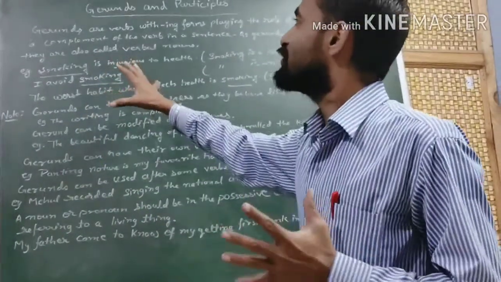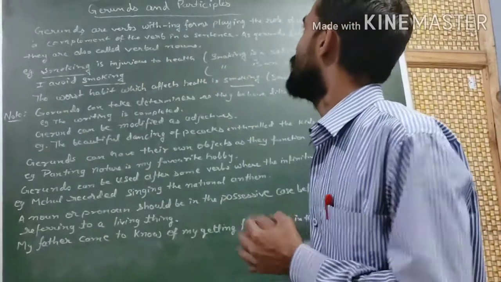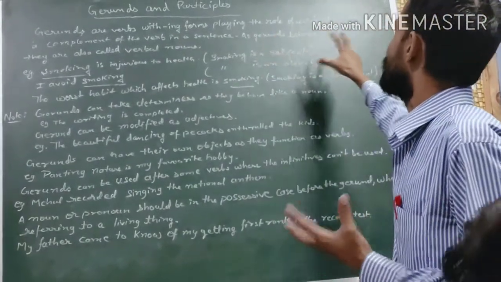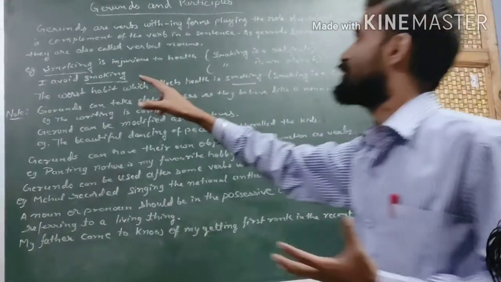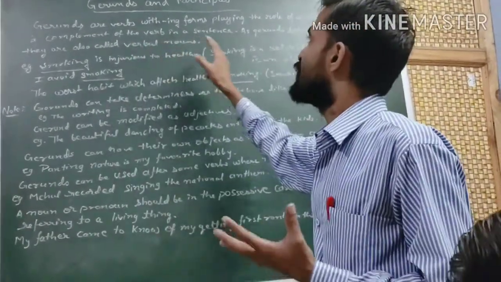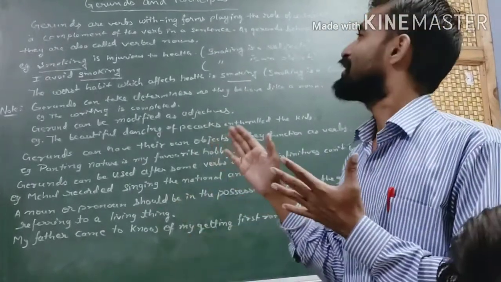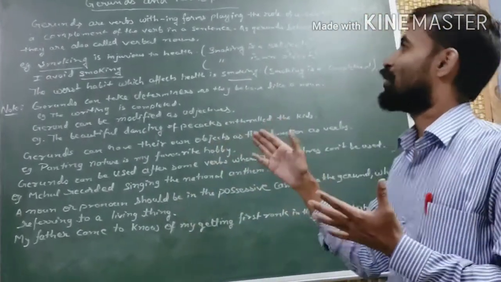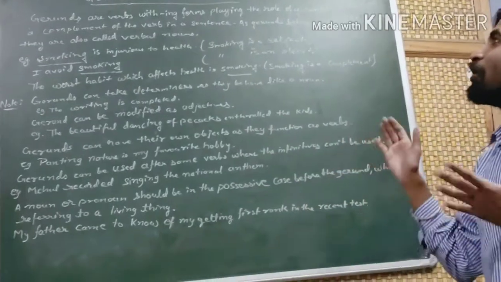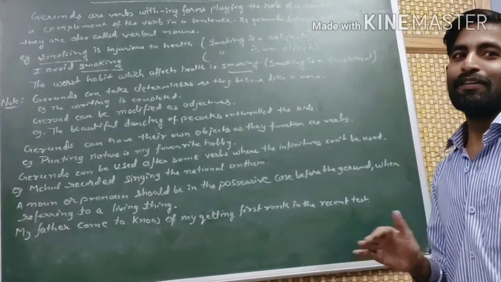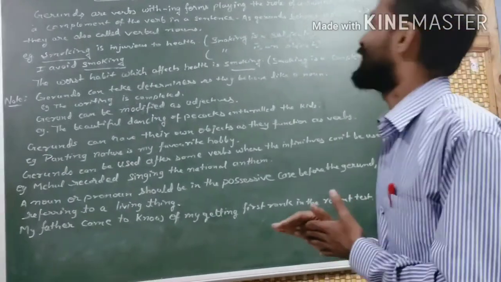Gerunds are the verb with the ing form, playing the role of a subject, an object, or a complement of the verb in a sentence. They are playing the role of a subject, a complement, and an object in a verb of a sentence.